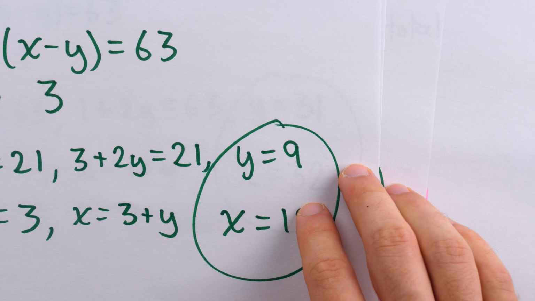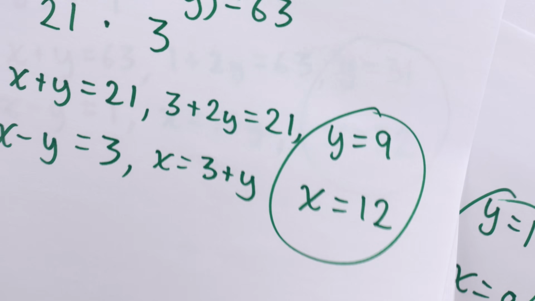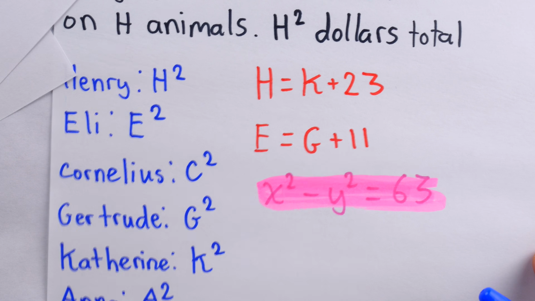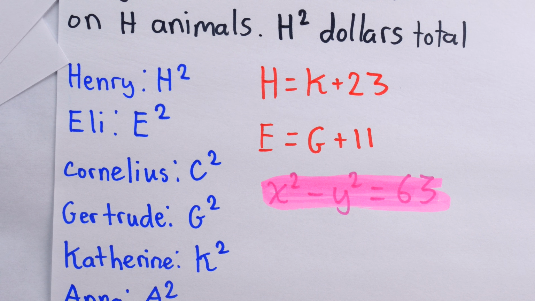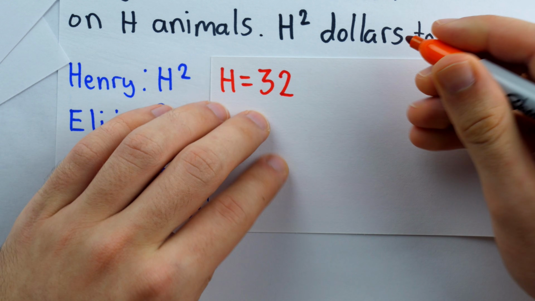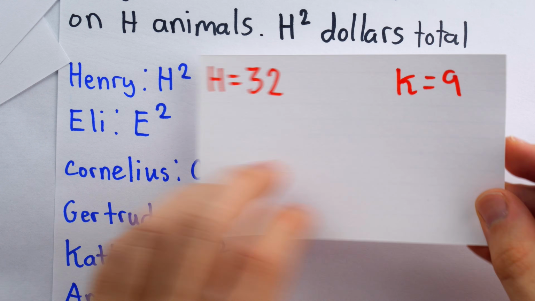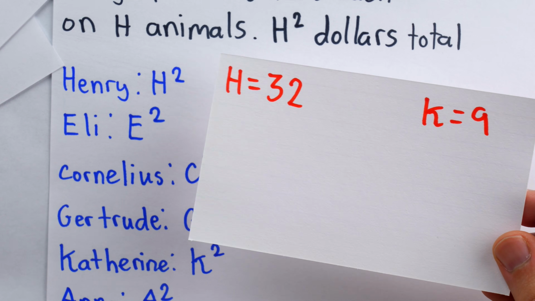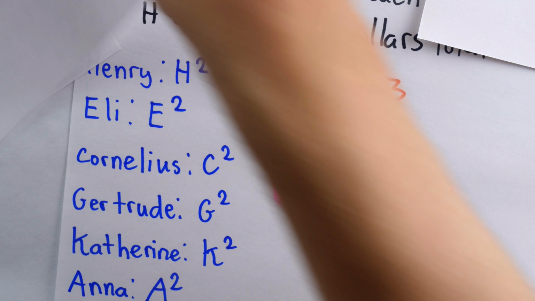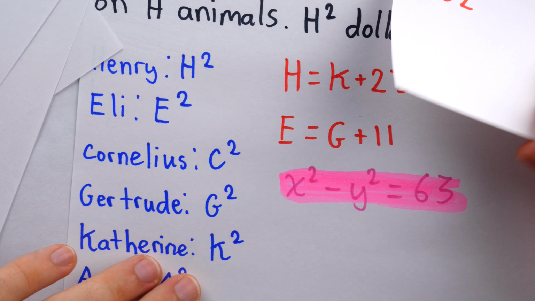You may notice that X equals 32 is 23 bigger than Y equals 9. Those are the only two values satisfying these conditions. So we must have that Henry, H, is equal to 32, and Catherine, K, is equal to 9. I'll write that here. H is equal to 32, and Catherine, K, is equal to 9. We still don't know who's married to who, but we are narrowing down the possibilities. Since Henry bought 32 animals, for example, we know that he's married to whichever woman bought 31 animals. So let us continue the investigation.